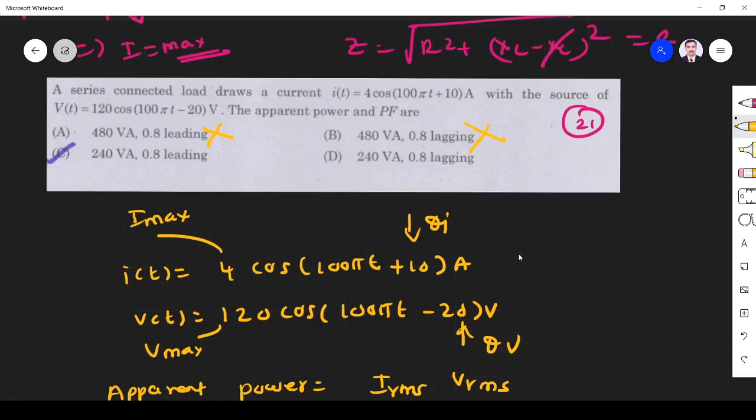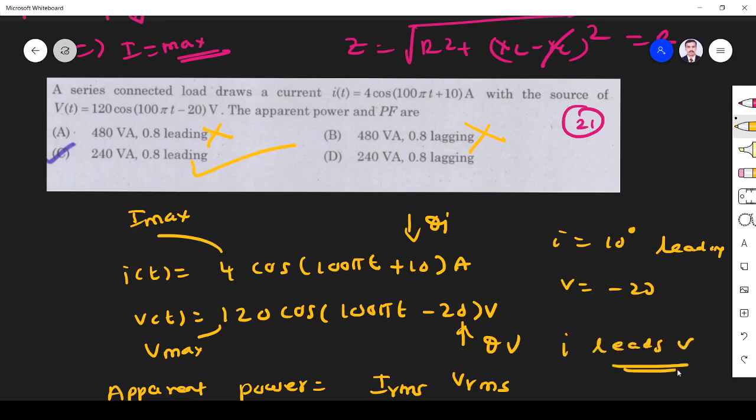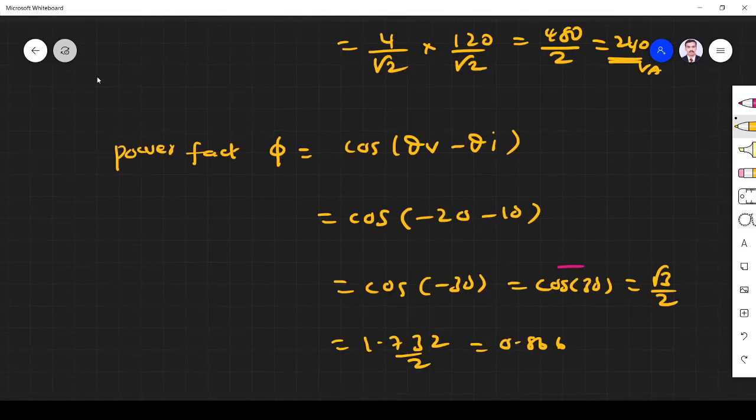So 0.866, leading or lagging, with 240 volt ampere. Leading or lagging: here I is at 10 degrees and V is at minus 20 degrees. Current leads voltage, so it is leading. So I leads V, and option C is the right answer. Okay, next one.